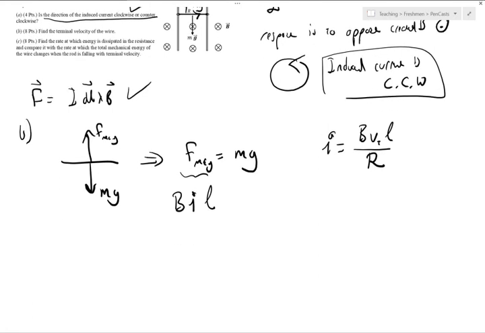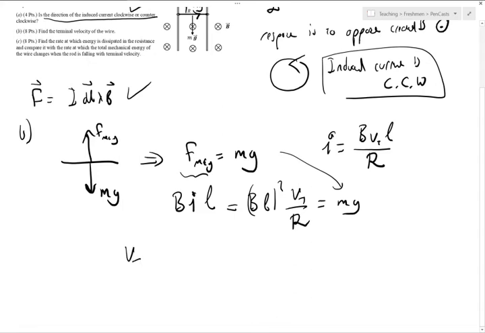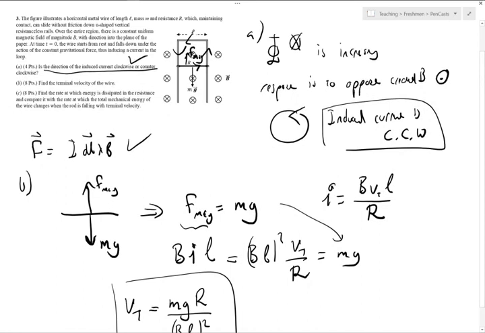So let's just plug this in. B times L square V terminal divided by resistance must equal mg. So the terminal velocity must be mg R divided by B L square. How about part C? Find the rate at which energy is dissipated in the resistance.